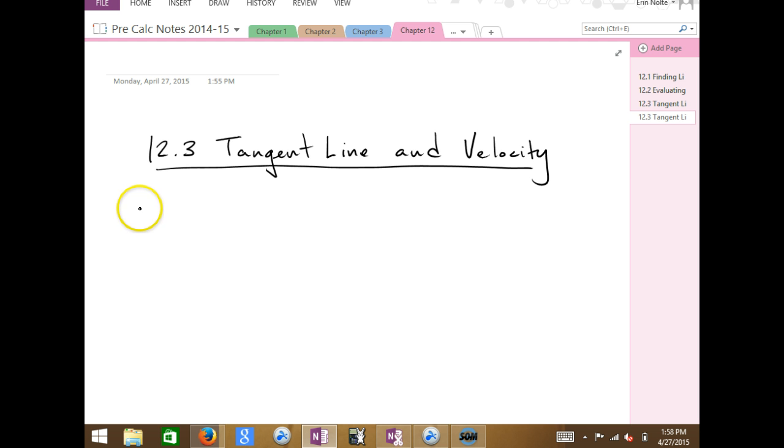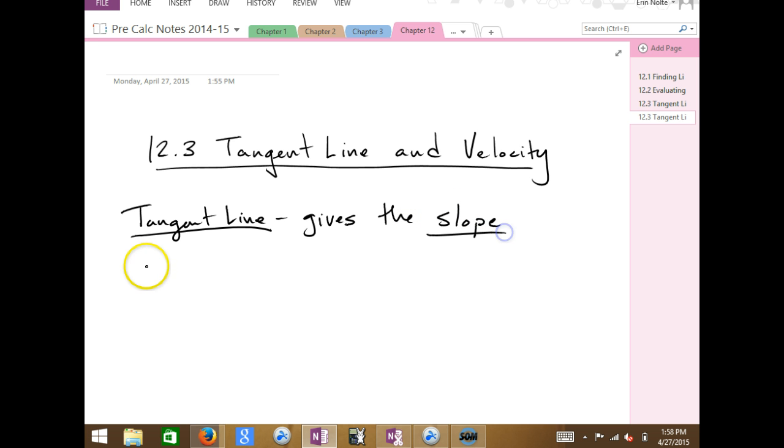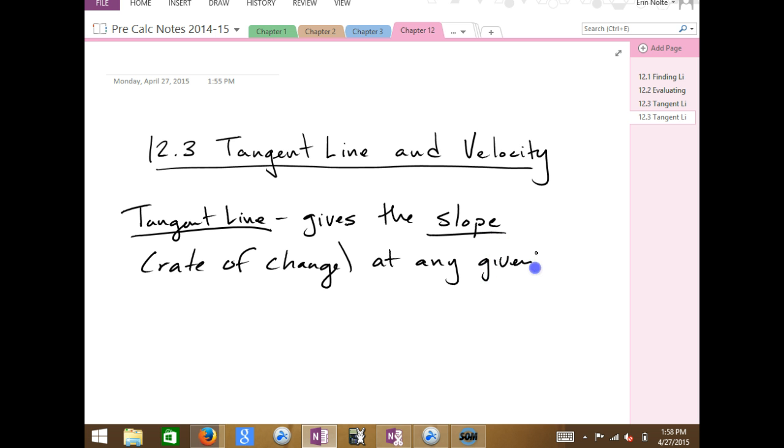Okay, so a tangent line, no vectors today, gives the slope, which is another way of saying the rate of change, at any given point.